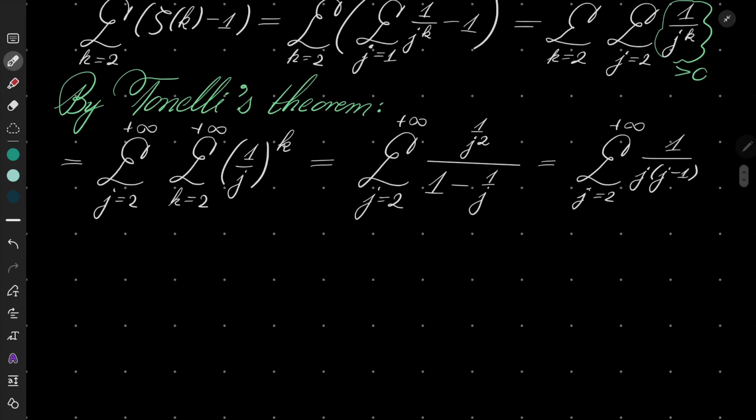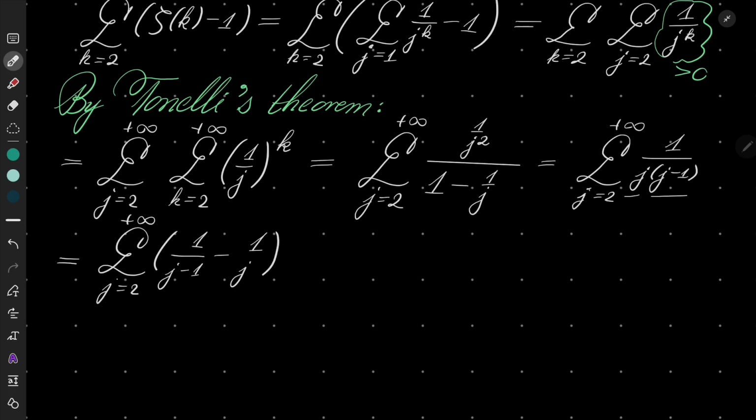And now it's time for partial fraction decomposition, because in the denominator we have a product of two binomials, and that means we can split this. You can do it in whatever way you wish, but I will guess that the correct decomposition is 1 over j minus 1 minus 1 over j. You can do it by hand by setting that this equals a over j minus 1 plus b over j, and by comparing coefficients on both sides you will deduce that it's 1 and minus 1.